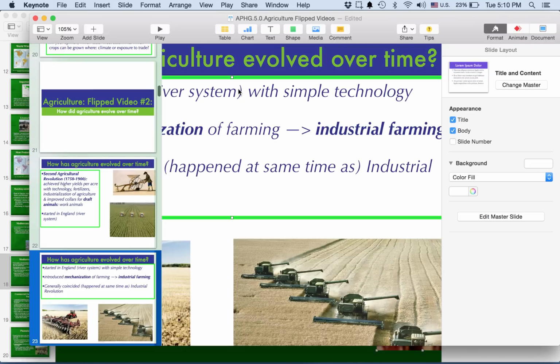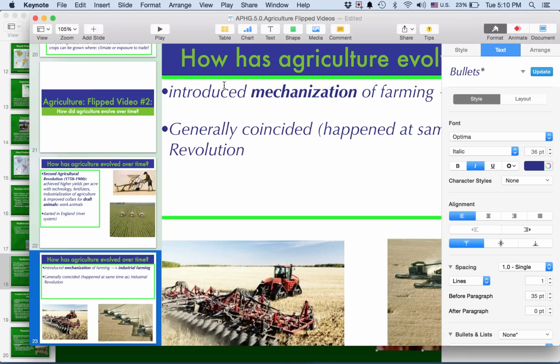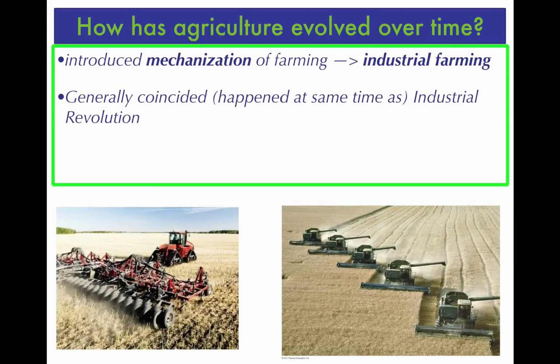So I'm going to take off this second bullet point, because that also is a repetition. Generally speaking, what we're looking at here is how the second agricultural revolution is really the introduction of mechanization of farming, to use machines in farming. What that has created and led to is what these pictures at the bottom are portraying, which is the growth of industrial farming, the idea that farming is going to be a process involving machines and involving more than just a single farmer. That all originated here with the second agricultural revolution.